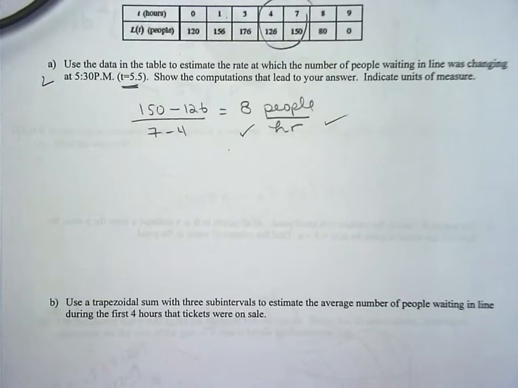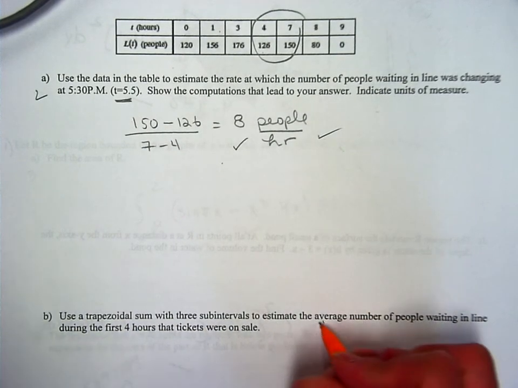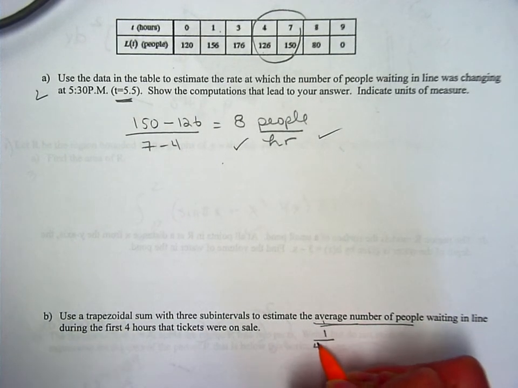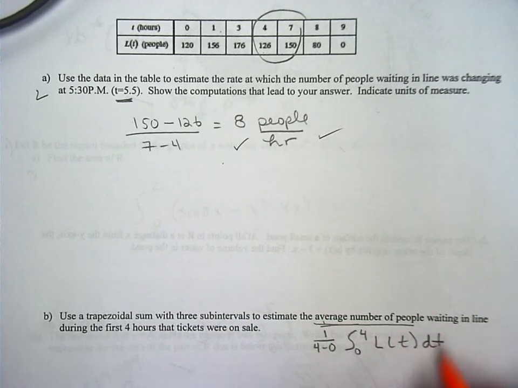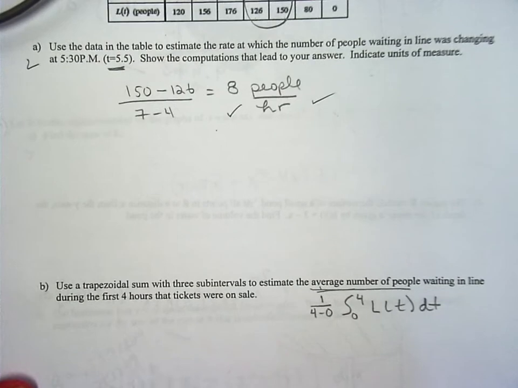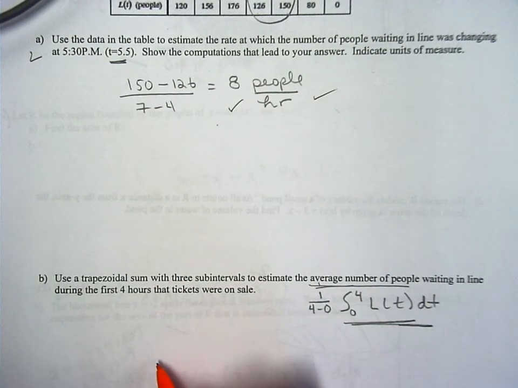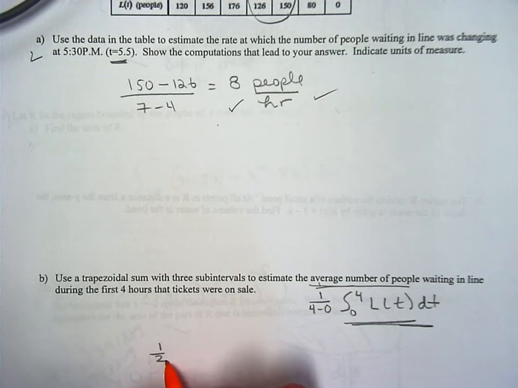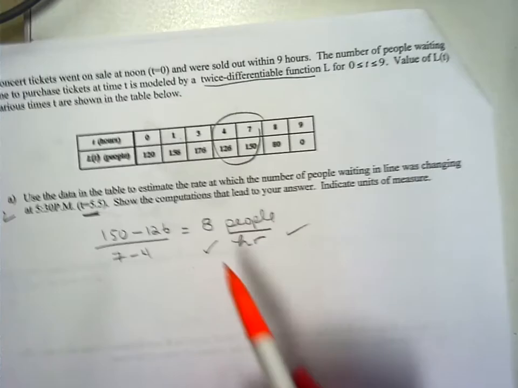Okay, part B, use a trapezoidal sum with 3 subintervals to estimate the average number of people waiting in line during the first 4 hours. So first of all, anytime you see the word average, you should be thinking, I'm going to do 1 over 4 minus 0, from 0 to 4 of the number of people waiting in line. But I'm going to use a trapezoidal approximation to approximate this integral right here, since I don't have an equation. So the area of a trapezoid is 1/2 times the height times the sum of the 2 bases. So I'm going to need to do this over the interval from 0 to 4.